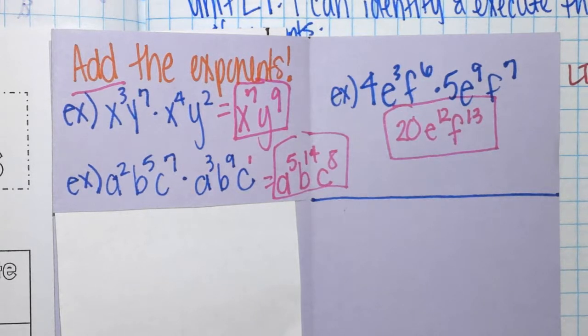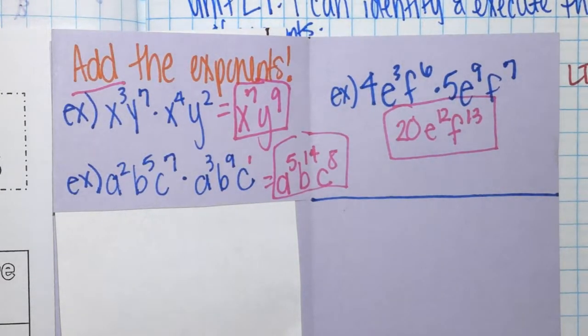Okay, so what we're going to do now is we're going to turn our paper over since we're out of room here, and we're going to work out some problems on your own, and then you're going to get a checkpoint. Is everybody ready?